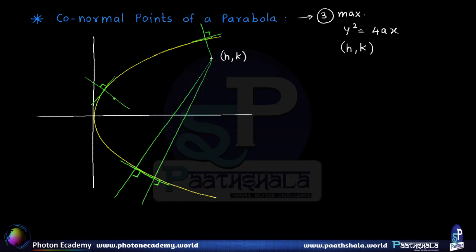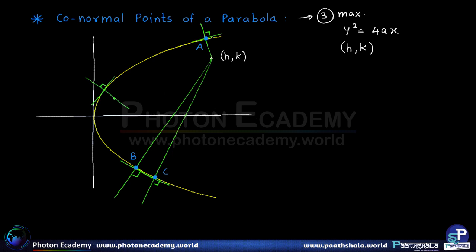Now the points which are the feet of the normals on the parabola, that is, the points where the normals meet the parabola, are called co-normal points. So these A, B and C are called co-normal points. Looking the other way around, these are the points such that if we draw normals through these, then the normals meet at a single point, which is h comma k.